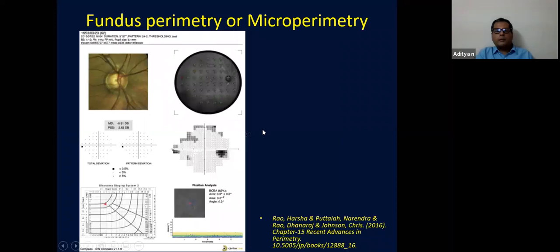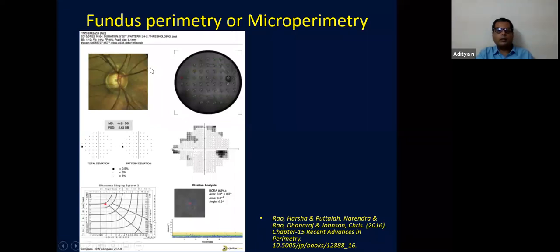This is fundus perimetry or microperimetry. Basically in this, there is a constant imaging of the retinal points with a confocal scanning laser ophthalmoscopy, and the threshold of each point is measured. So if there is any fixation loss also, that can be corrected well with this machine.